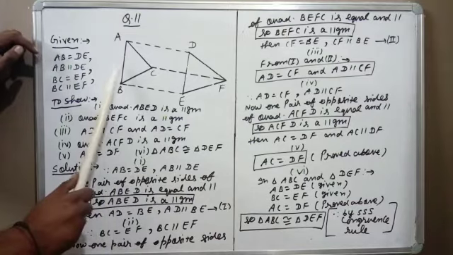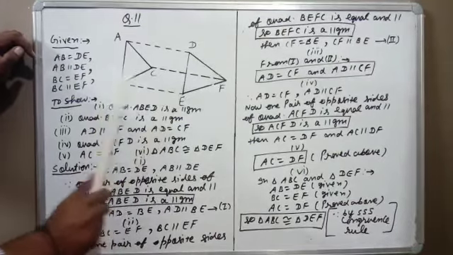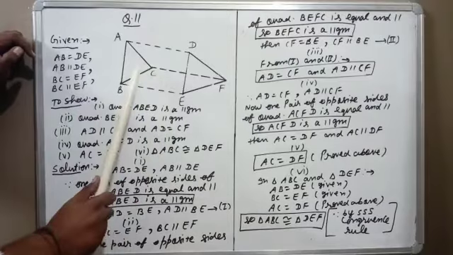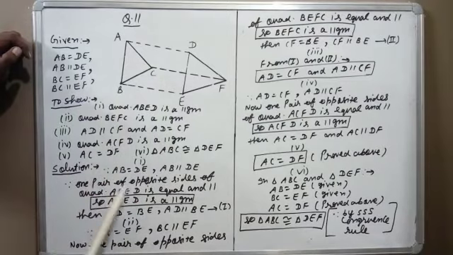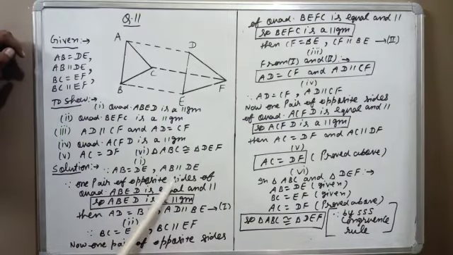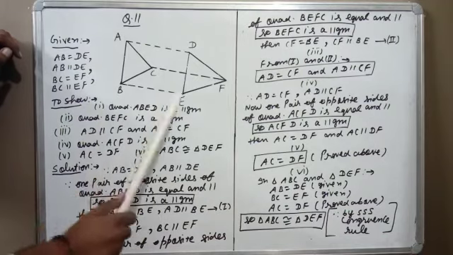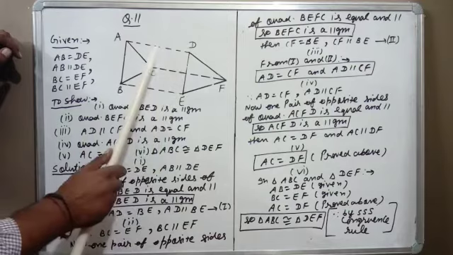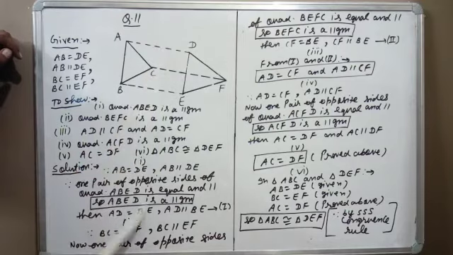If we check here, AB and DE are opposite sides of the quadrilateral. So we can say one pair of opposite sides of quadrilateral ABED is equal and parallel. If one pair of opposite sides is equal and parallel, then ABED is a parallelogram. So from ABED we will write an extra step: AD equal to BE and AD parallel to BE. This is an extra step from the first part.